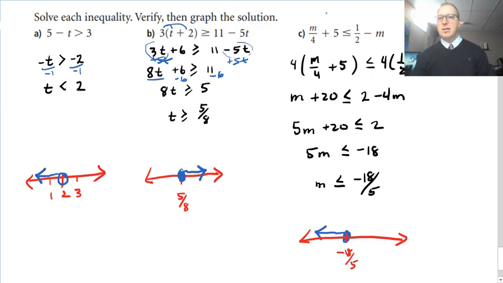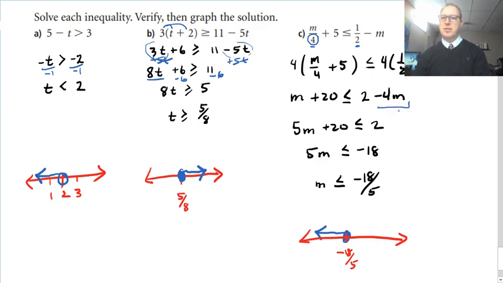Over here, again, a little bit tricky. We've got fractions all over the place. Look at the denominators, 4 and 2, and multiply by the least common multiple. So 2, 4, 6, 8, right? 2 and 4, the multiples there. We're going to multiply by 4. 4 is the lowest common multiple between those two. If we multiply everything, both sides, by 4, we get rid of all the fractions. So you end up with 4 times m over 4 is just m. 4 times 5 is 20, and so on.